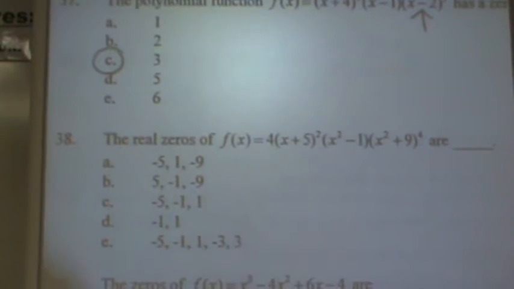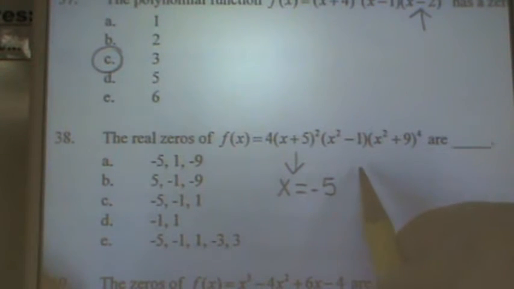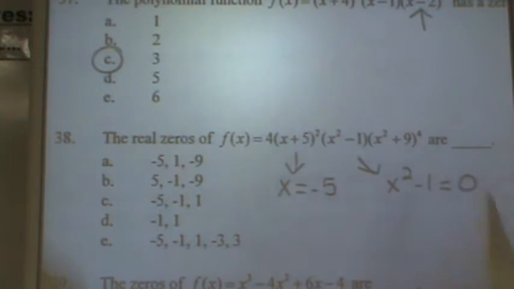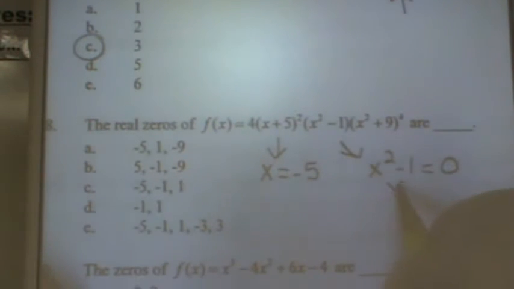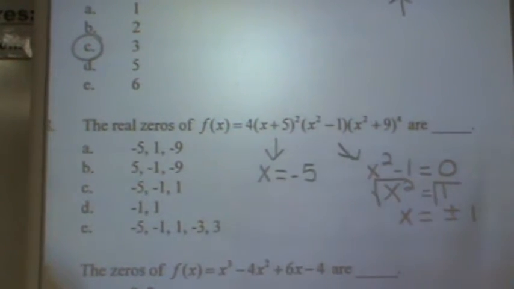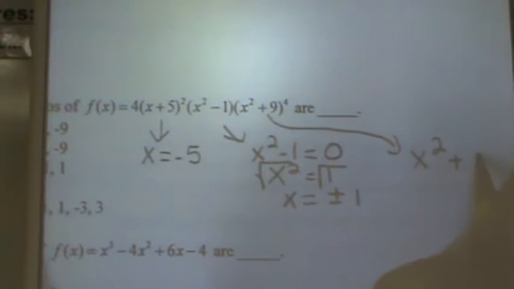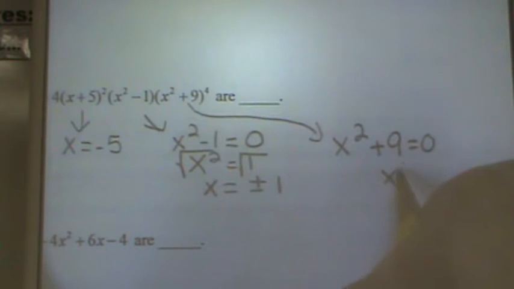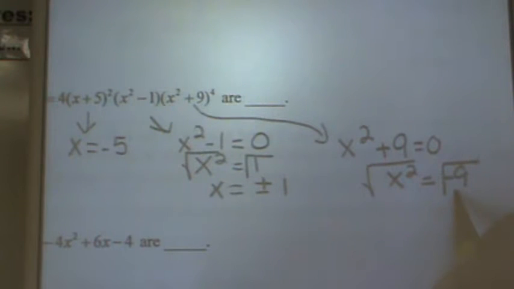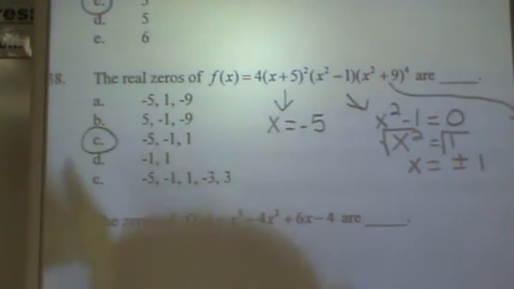Number 38, the real zeros are -5. X squared minus 1 equals 0. X squared equals 1, square root of both sides. X is plus or minus 1. And this one, X squared plus 9, if you set that equal to 0 and subtract 9, square root of both sides, this is not a real 0. This is 3i and -3i. So the only real zeros are 1, -1, and -5, which is C.